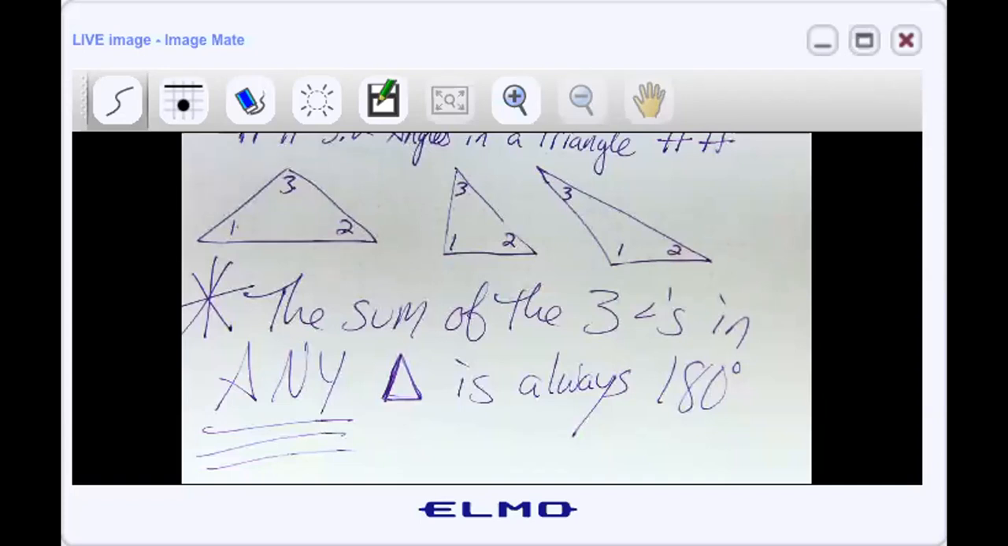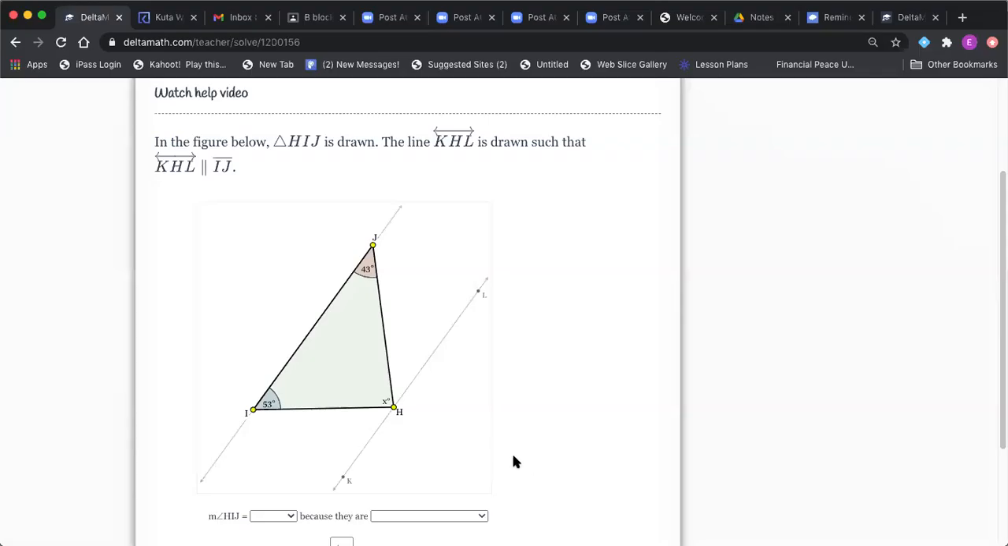Okay, so assuming everybody has this written down, I got to share a different screen with you. So give me 1 second to do that. All right, so let me share this. Okay, so let's take a look at what I have here. So hopefully you can see this.